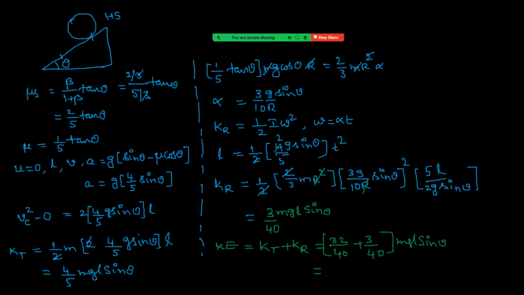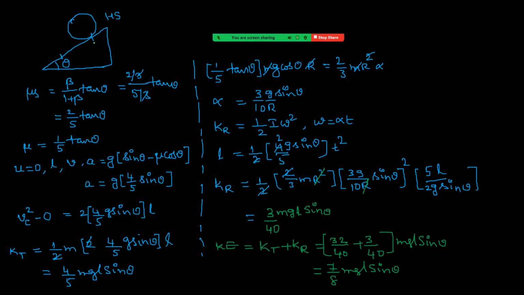32 plus 5, 35. 35 by 40 means 7 by 8. 35 by 40, 7 by 8, right? 5, 7 times, 5, 8 times. 7 by 8 mg sine theta. That means you have to focus here. It is rolling with slipping.